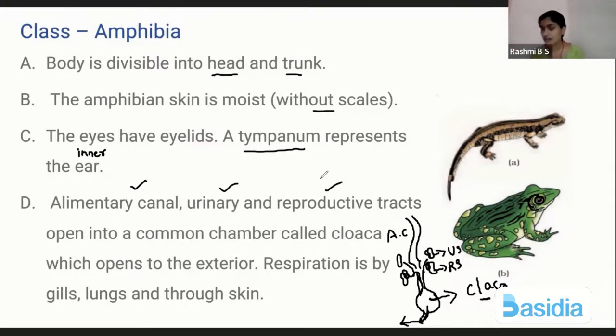Is it clear, children? Is it clear about cloaca? Any doubts about cloaca? No, right?